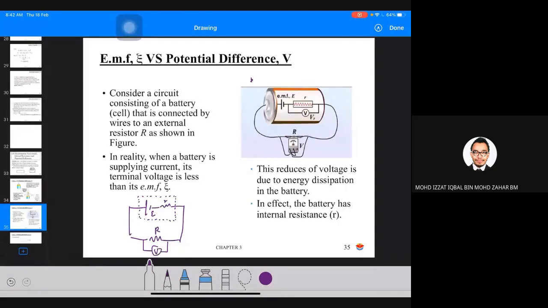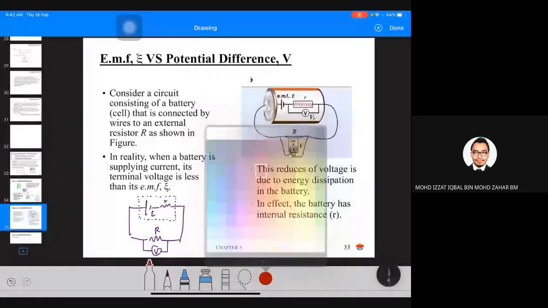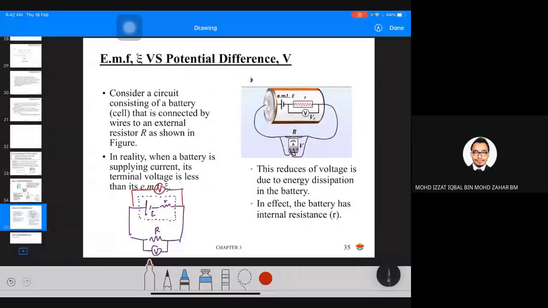In reality, when a battery is supplying the current, its terminal voltage is less than EMF. So dia mesti lagi less lah. This is due to energy dissipation in the battery. So before dia keluar lagi, dia dah ada internal resistance, dia dah ada energy dissipation, and that one is due to internal resistance. Sometimes dia punya chemical kat dalam battery tu itself, dia dah ada internal resistance.